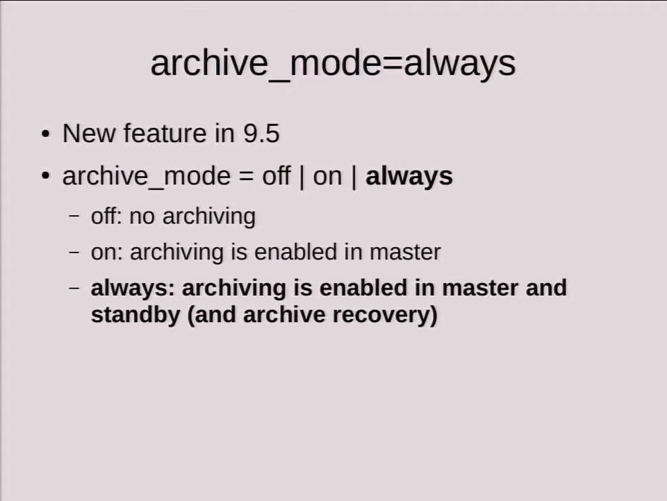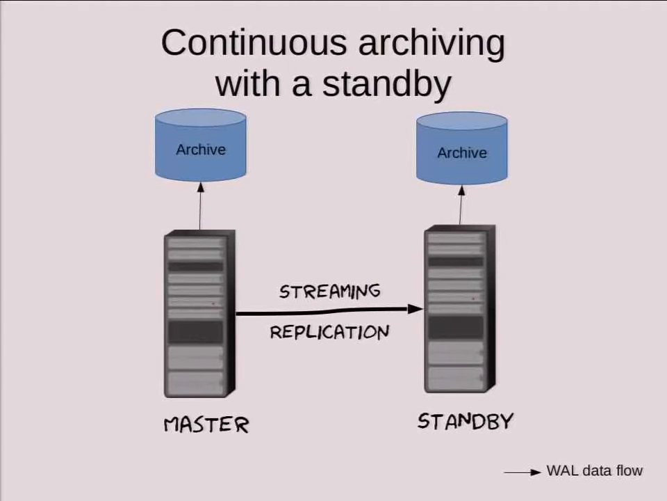So in previous releases, if you set archive mode on and you have streaming replication running, or point-in-time recovery, or any kind of recovery system, it's only the master that's generating the WAL that does the archiving. But if you set archive mode to always, then also the standby server, or the recovery server if you're doing point-in-time recovery, will try to archive everything that it has already restored. The use case for this is if you want to have a setup where you have a master and a standby, and you want them both to have a separate WAL archive, and you don't want to share it.